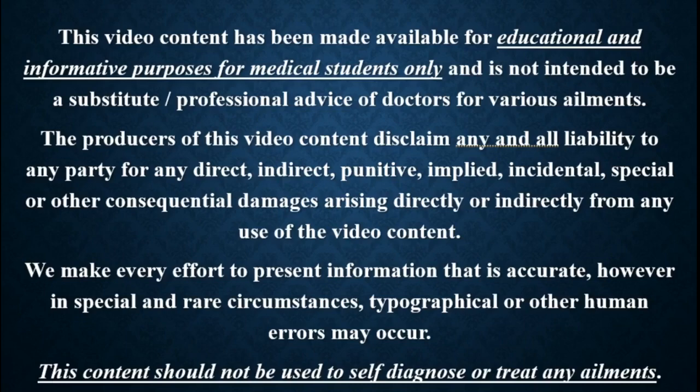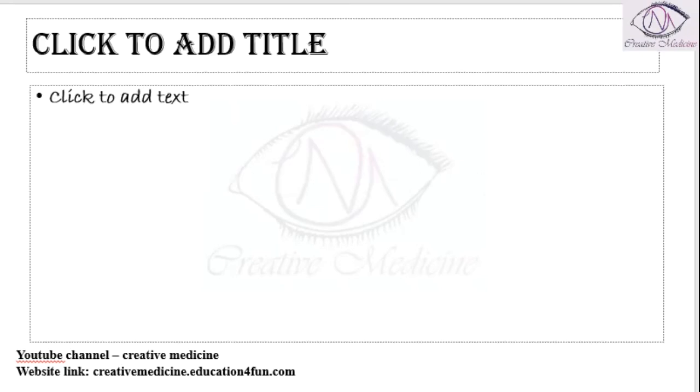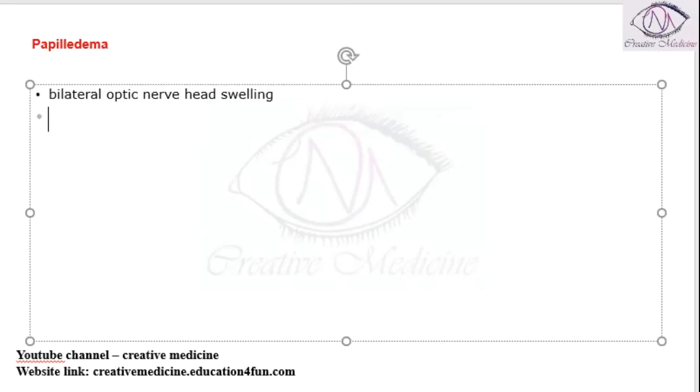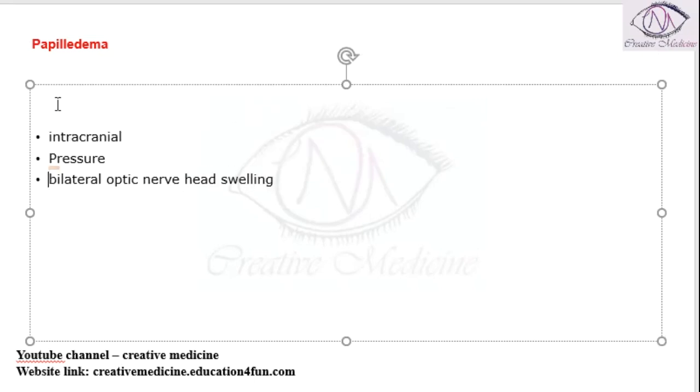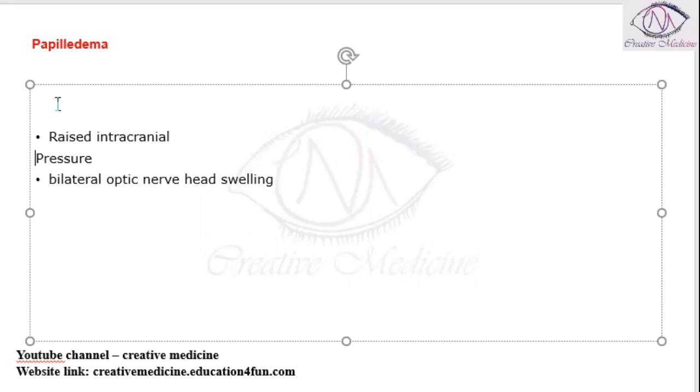In this lecture, we will learn about papilledema. Papilledema is actually a bilateral optic nerve head swelling. It is a bilateral optic nerve head swelling which occurs due to raised intracranial pressure. How does this happen?